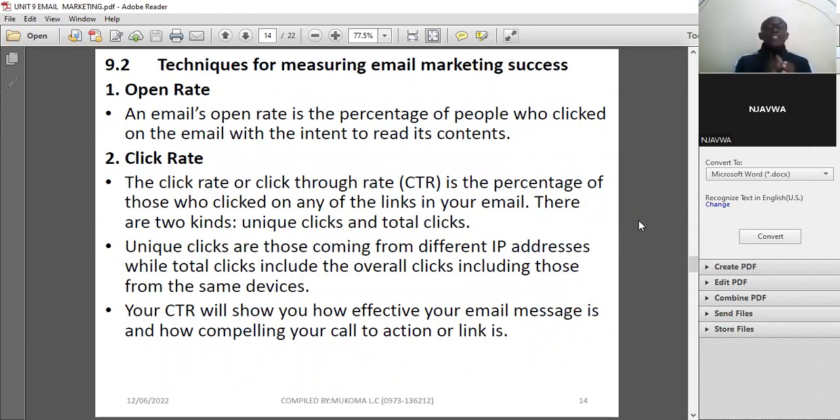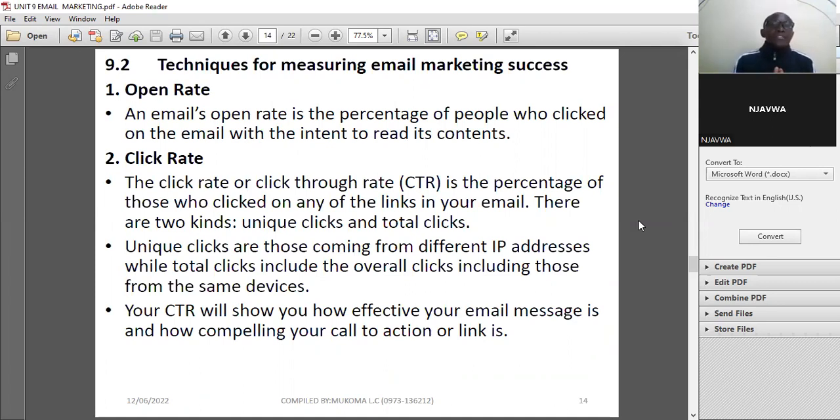Open rate. We are looking at how many prospect customers we sent email to opened them. That is the open rate. If you sent 100 mails, how many of those were opened? As we discovered last time, some people receive emails, they just click on delete, delete, delete. 60 mails deleted. They don't want to read. You even miss opportunities. So that is the open rate. You can use the open rate to measure the success of your email strategy.